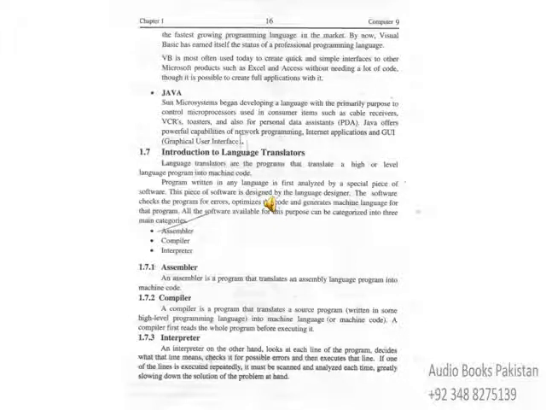1.7.3 Interpreter. An interpreter, on the other hand, looks at each line of the program, decides what that line means, checks it for possible errors and then executes that line. If one of the lines is executed repeatedly, it must be scanned and analyzed each time, greatly slowing down the solution of the problem at hand.